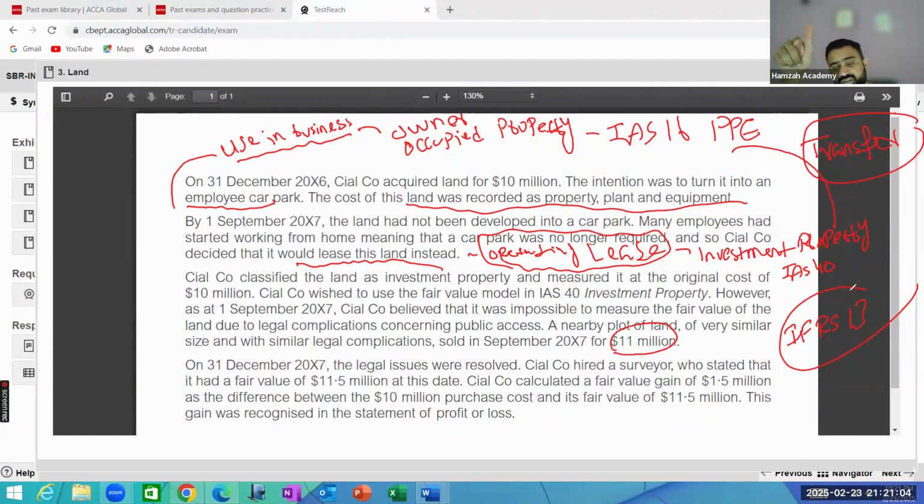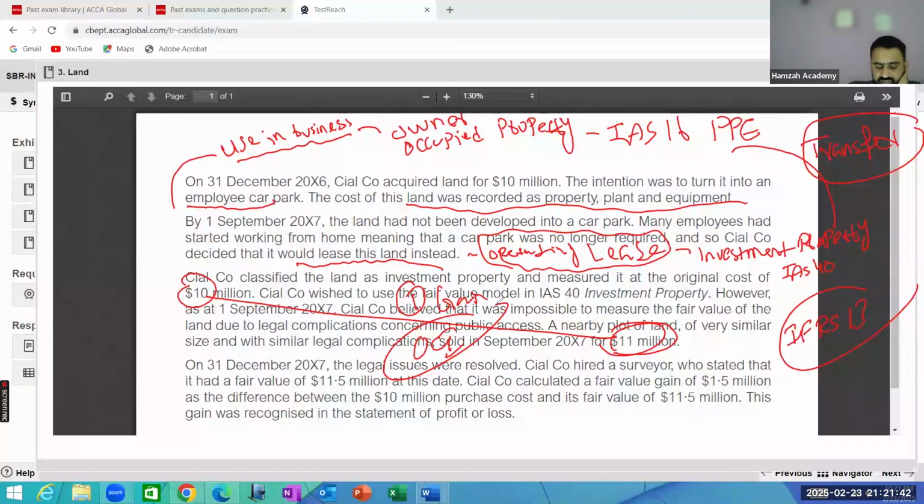But before we transfer, we should determine the fair value under IAS 16, which is 11, and we have a cost of 10 million. So cost of 10 and fair value of 11. On the date of transfer, there is a gain of 1 million. And this gain should be reported in other comprehensive income, because it is measured at fair value before we transfer it. So the 1 million gain should be reported in other comprehensive income.